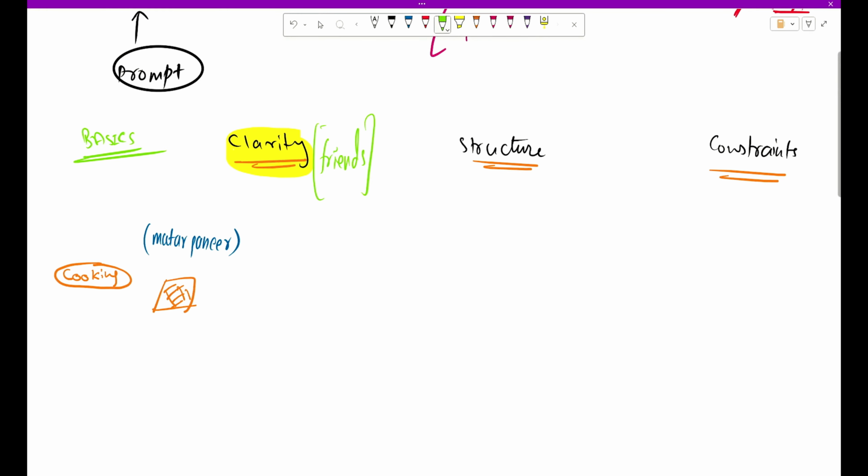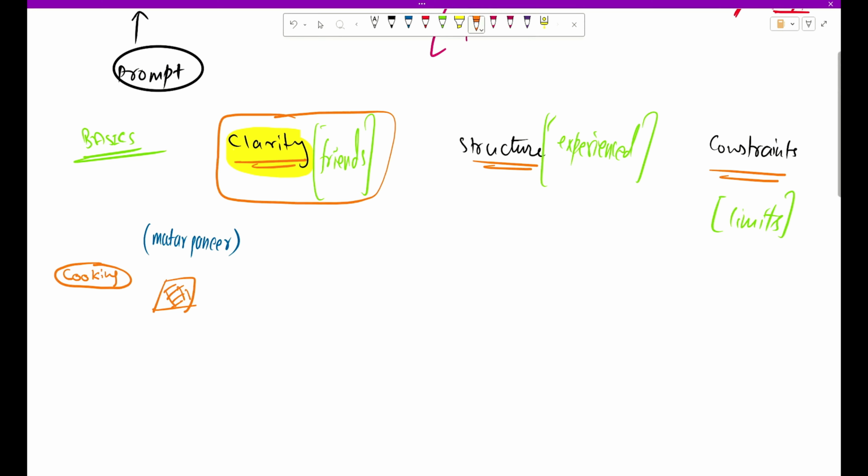Structure is like when we talk with someone experienced, and constraints, I can say, are its limits. Okay, now you got an idea of what clarity meant: the machine knows its task but doesn't know what to execute. This gave it clarity.